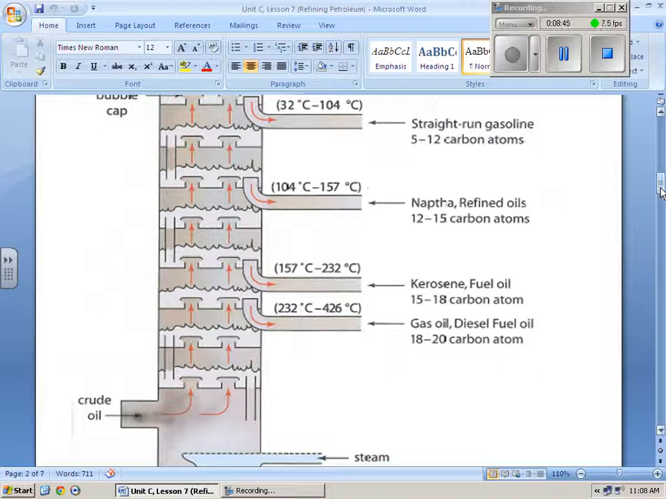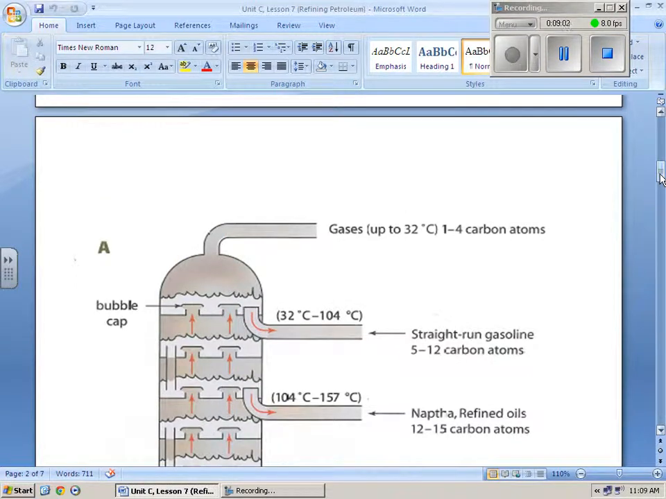Okay? And then this part here is naphtha, refined oils, 12 to 15 carbons, and this is the straight run gasoline stuff, 5 to 12 carbon atoms. Now, after it goes through this fractional distillation tower, basically at the top here, gases up to 32 degrees Celsius, usually 1 to 4 carbon atoms. So things like propane would come out the top, because they'd still be a gas. Methane, things like that.